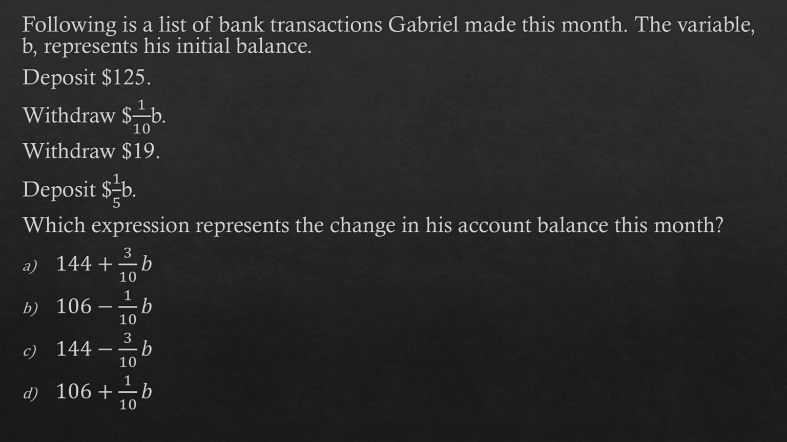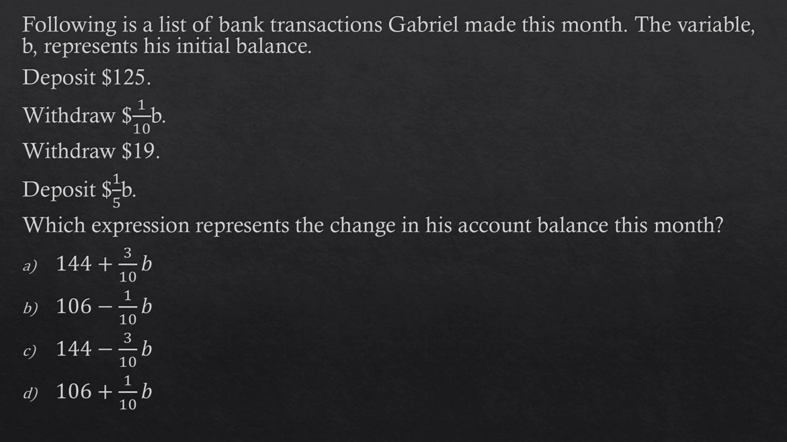All right. The following is a list of bank transactions Gabriel made this month. The variable B represents his initial balance. So it looks like we have a deposit, a withdraw, and a deposit. So this is a little bit different because we have to understand what a deposit and what withdrawals mean in terms of this situation. And we need to think about it as positives and negatives.